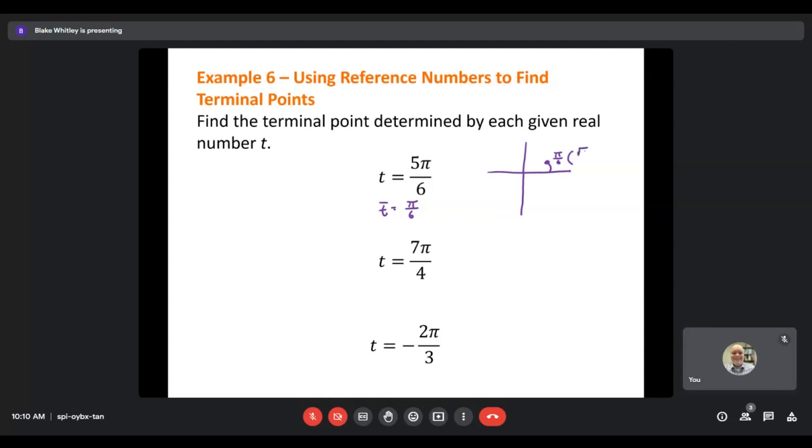Well, pi/6 has an ordered pair terminal point of √3/2, 1/2. And if you recall, 5 pi/6 was over here in our second quadrant. And so now we just need to adjust our signs for the ordered pair at pi/6. Since we're in the second quadrant, our x value becomes negative. And so our terminal point here should be negative √3/2, but the y value stays positive 1/2.